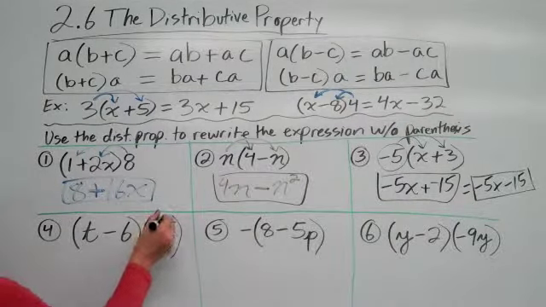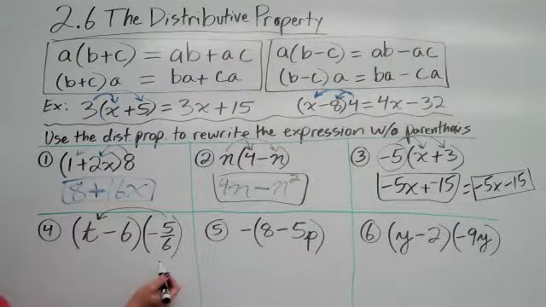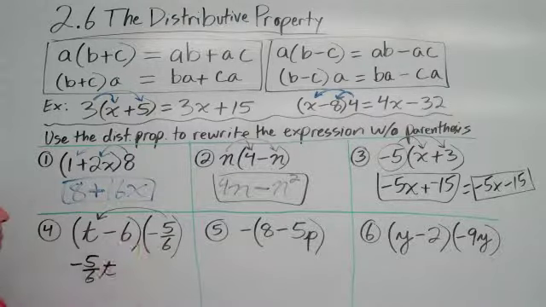Number 4, it's got a fraction. Yes, you are distributing the fraction. So what's t times -5/6? Well, that is -5/6 t. And remember, the t can either be right in the same place as the fraction bar, or it can be in the numerator. And then I have -5/6 times -6.